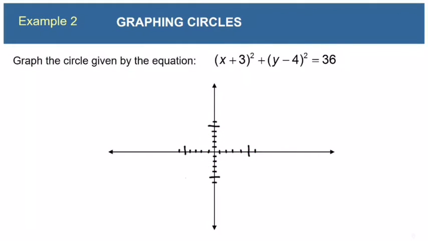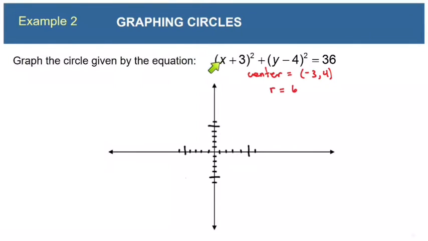Now let's practice graphing a couple of circles. We've got x plus 3 squared plus y minus 4 squared equals 36. So we ought to be able to look at this equation and pull out the h and the k and the r. The center will be -3, 4, and r will be 6.